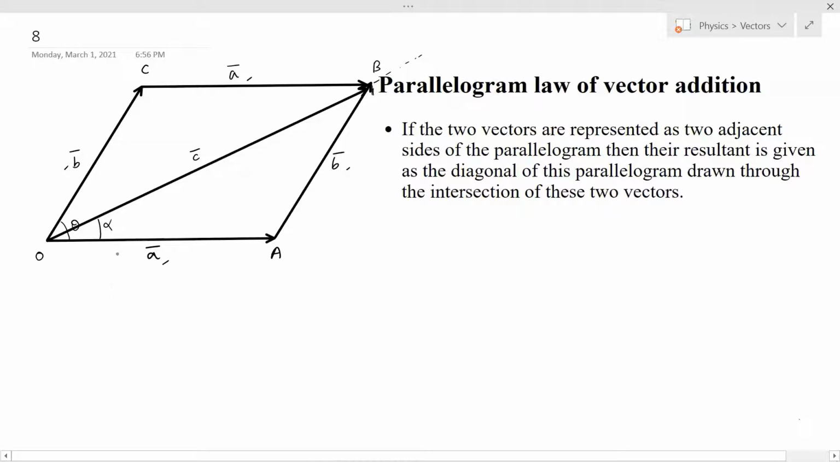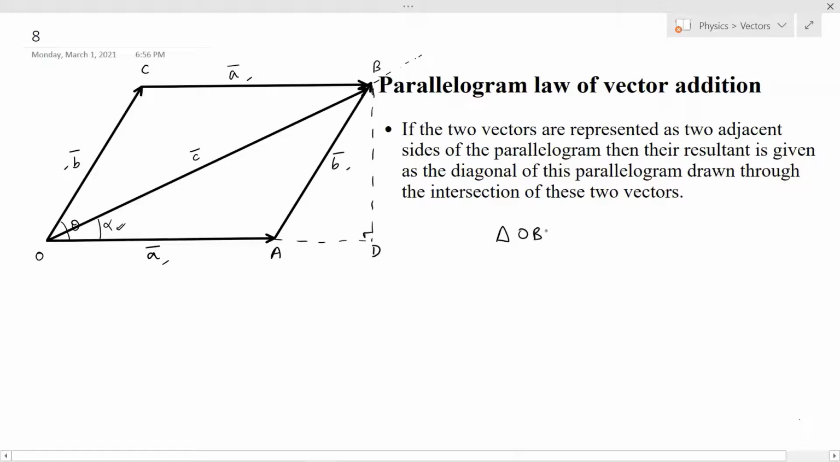So in order to calculate the direction, we have to know the angle alpha, and to calculate the magnitude of c bar, we have to do some work. So let's do it. Let's drop a perpendicular from this point B like this, and let's say this point is D. So this triangle OBD is a right angle triangle.